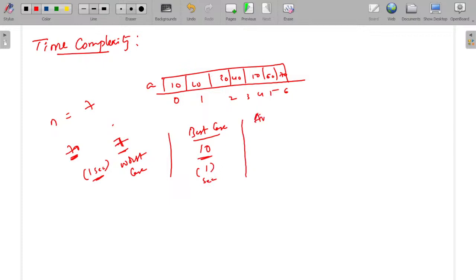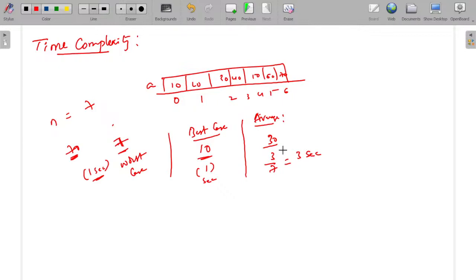And what about the average case? Average case is the average amount of time it is going to take to find an element. For example, if I've been asked to find 30 here, how many comparisons are you going to perform? 3. The size of the array is 7. So the average time complexity for this problem is 3 seconds. So this is what time complexity is.